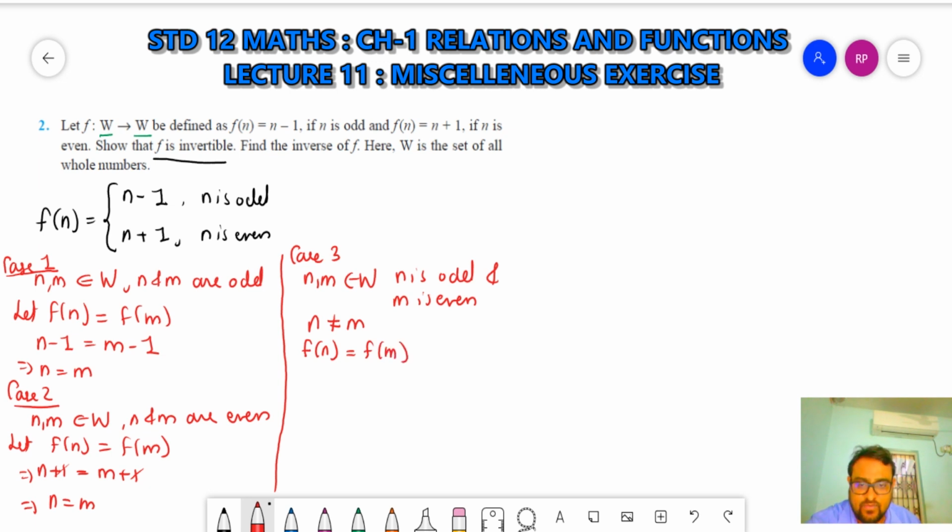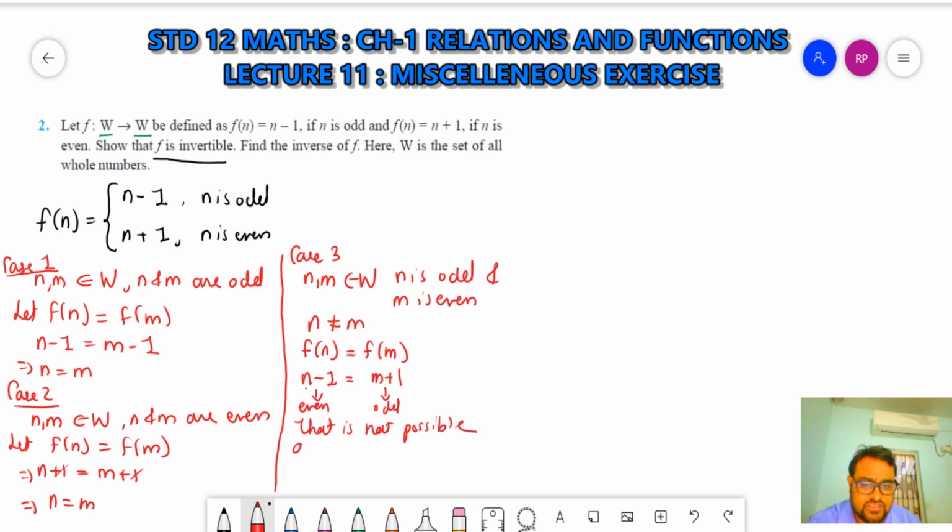So f(n) equals f(m). Now what is f(n)? n minus 1. And what is f(m)? m is even, so m plus 1. Now n is odd. If we subtract 1 from an odd number, that will be even. If we add 1 to an even number, because we have taken m even, that will be odd. Is it possible that an even number is equal to an odd number? That is not possible.